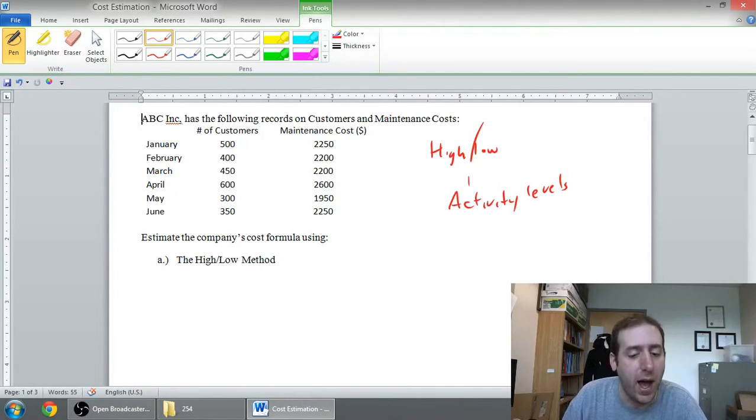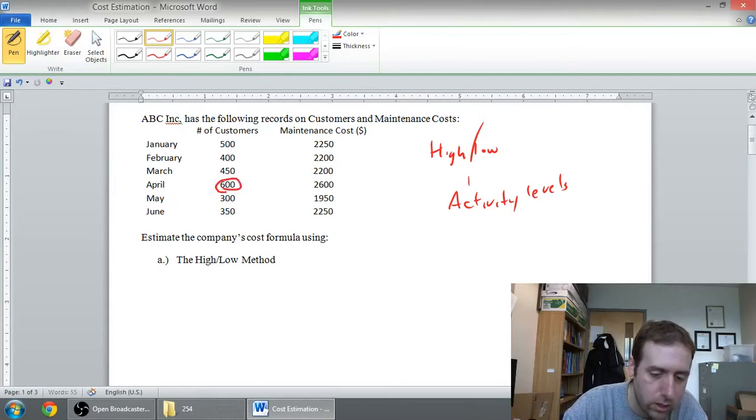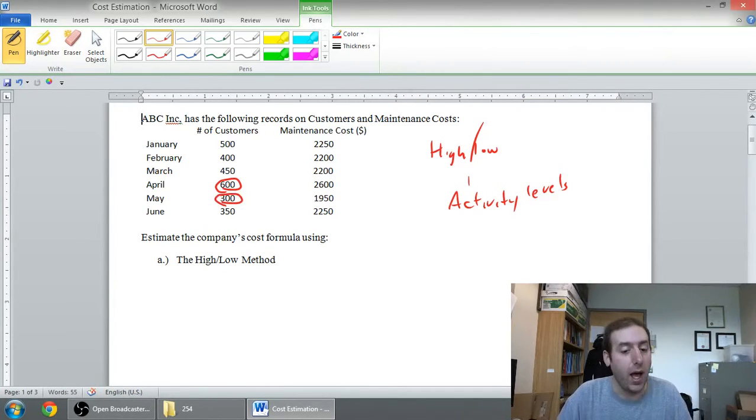So what's my highest activity level? Let's find that. My high is April, and my low is May. Oh, that's nice that they were right on top of each other like that. My highest level for activity for number of customers was April, and my low was May. We're going to take the high activity and low activity and use the information around those activities to estimate our cost per customer. So let's do that.